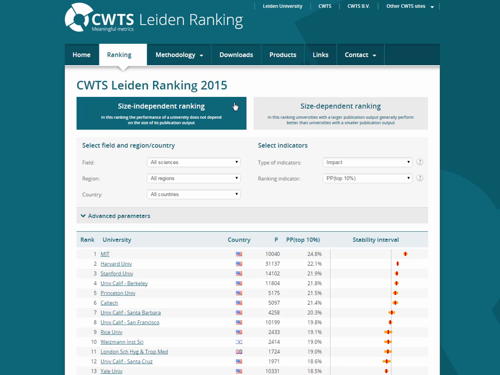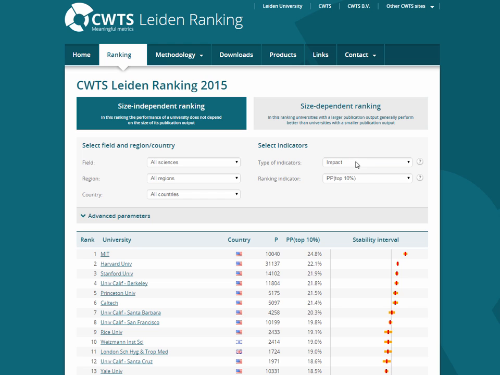We are now looking at the size-independent ranking of universities. In this ranking, the performance of a university does not depend on the size of its publication output. The advantage of the size-independent ranking is that it enables the comparison between smaller and larger universities, so for example between MIT and Rice University. By default, universities are ranked based on scientific impact. It is also possible to rank universities based on collaboration.